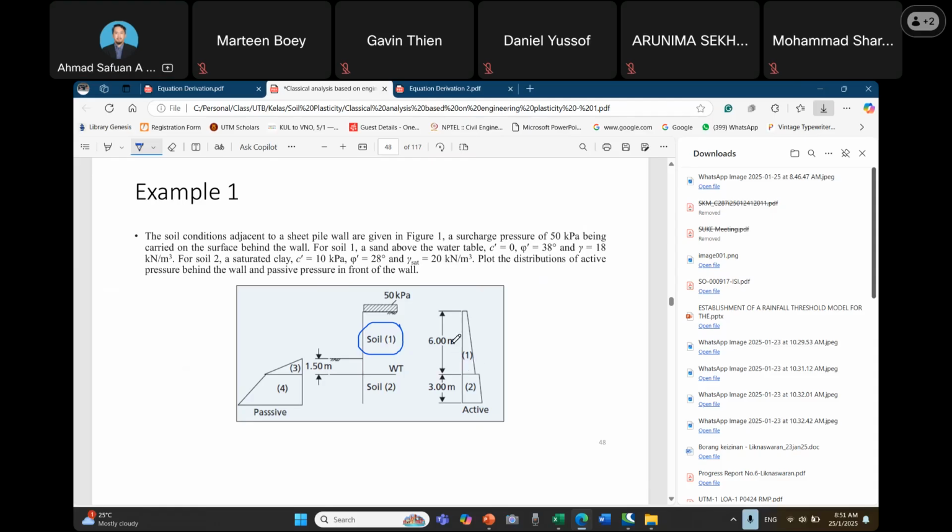So then the thickness of the first soil is 6 meters. The thickness of the second soil is 3 meters. So then for the active side, which is the soil in front of the wall, the thickness is 1.5 meters, and the thickness for soil number 2 is 3 meters.